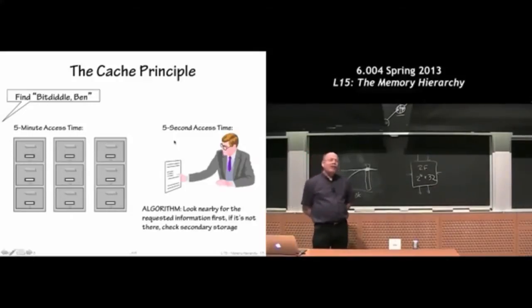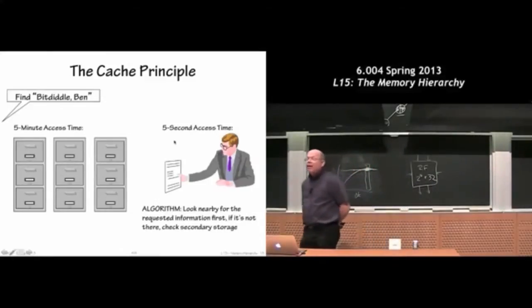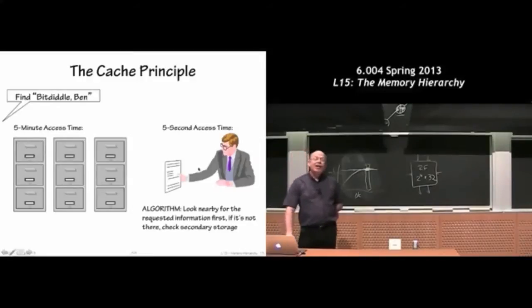So I'm in the next room yelling addresses outside of my office door, and there's somebody out there. Clark is out there along with the file cabinets, and I say, "Bit diddle Ben, I want information." That's the address that I'm sending. And the algorithm is, well, Clark's going to quickly look to see if he happens to be holding what I need. In other words, is it in the cache? And if so, he can respond quickly.